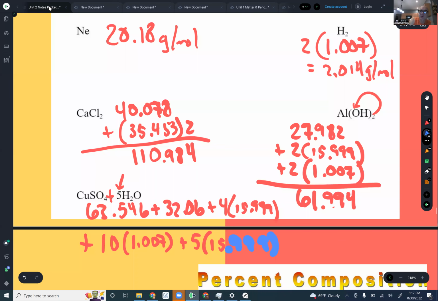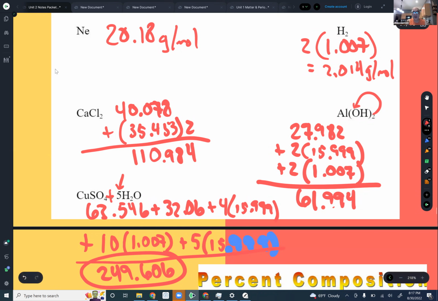All right. So now I'm going to sum all of that together to get my final answer. 63.546 plus 32.06 plus 15.999 times 4 plus 10 times 1.007 plus 15.999 times 5, and you get your final answer, 249.606.